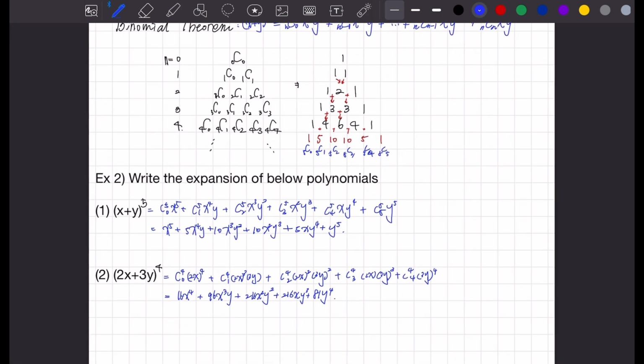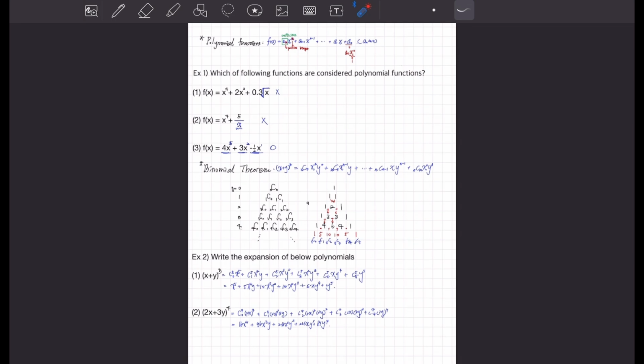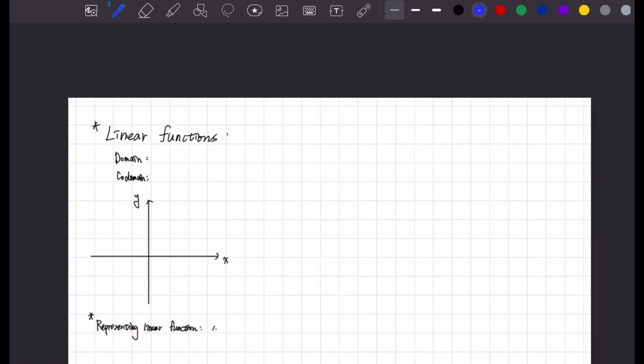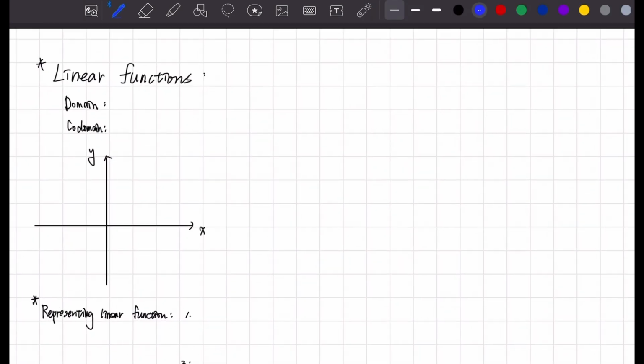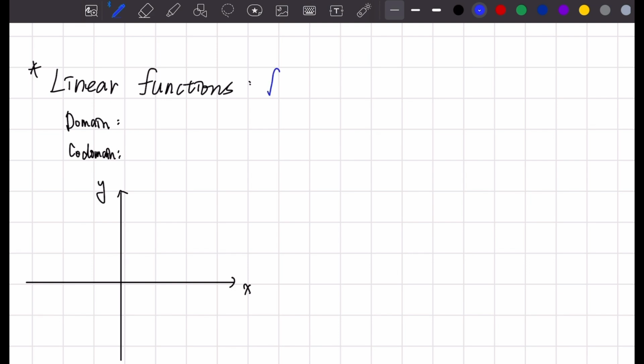Yeah, so now we're going to proceed to linear functions. When we talk about linear functions, the linear function f(x) is mx plus b. This one is the most popular form of linear functions. In here, m and b are real numbers. Because it's a function, we should check its domain and codomain. The domain and codomain are all real numbers, just real numbers.